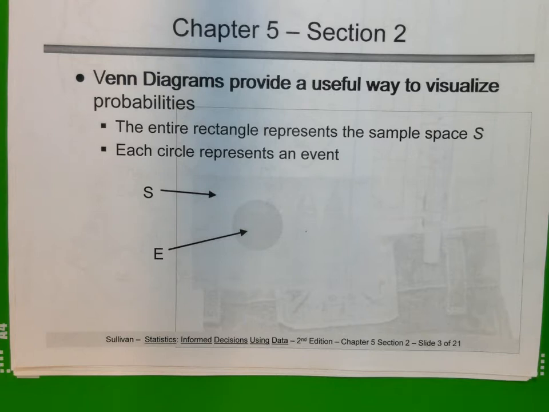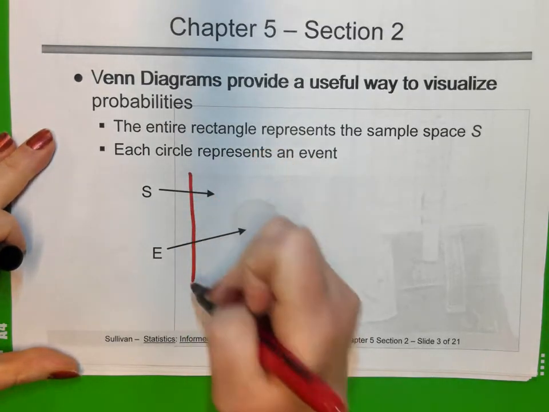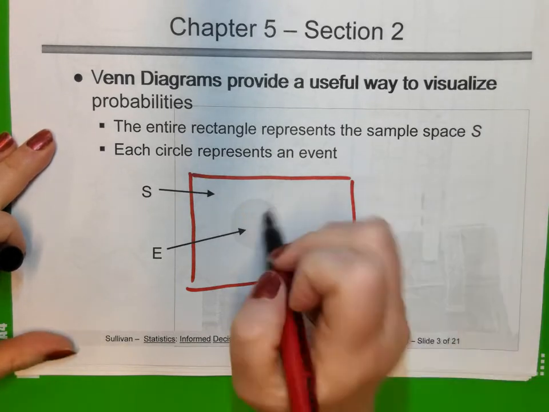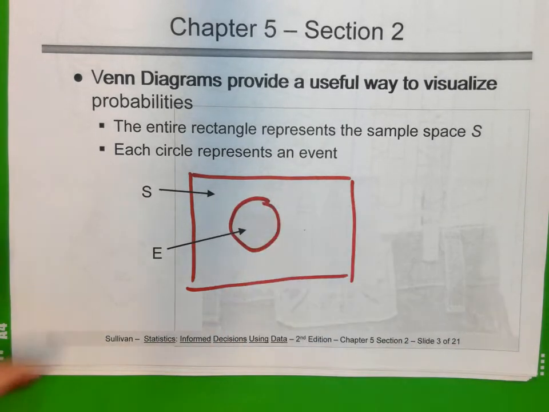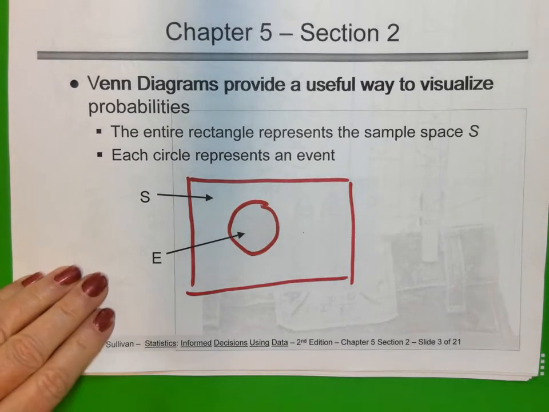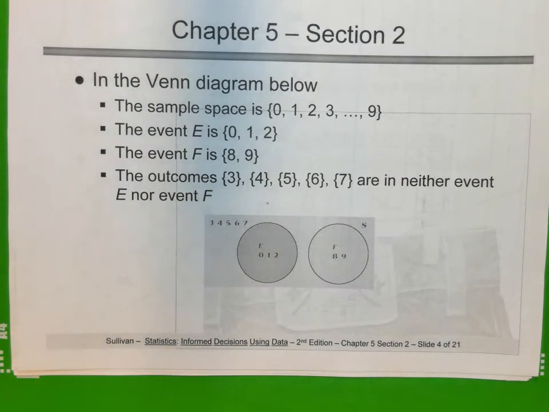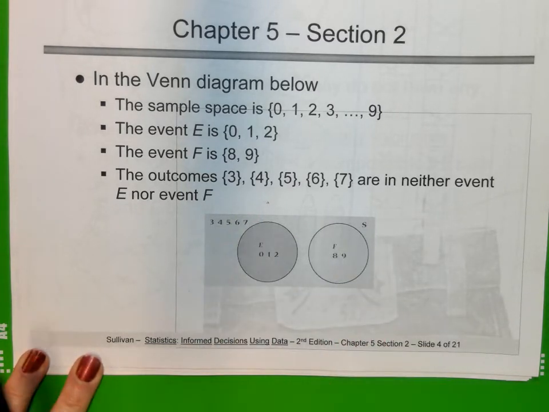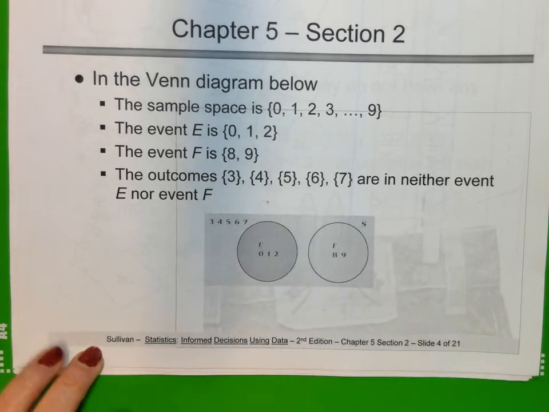So a Venn diagram, remember these from grade school, provides a useful way to visualize probabilities. Remember, the entire rectangle is your sample space, and each circle represents an event. So every time you have that, you have to put everything in there. All right. Venn diagram below, the sample space is 0 through 9. See, every number is accounted for: 0, 1, 2, 8, 9, 3, 4, 5, 6, and 7. So they're all included in the sample space.